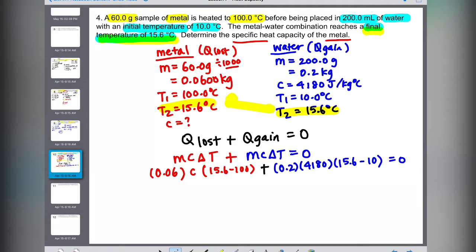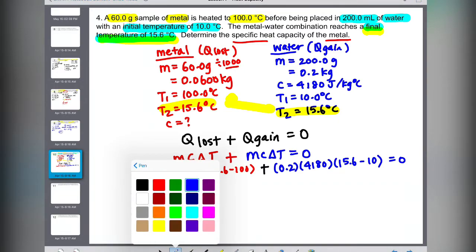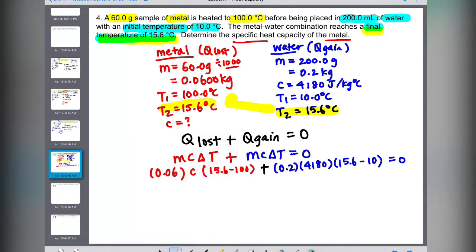Now you're punching things in the calculator. I'm going to show step by step. So I punch everything for the red part. The value worked out to be negative 5.064 times the C. I just go 0.06 times bracket 15.6 minus 100. And then I'm going to work on the blue part.